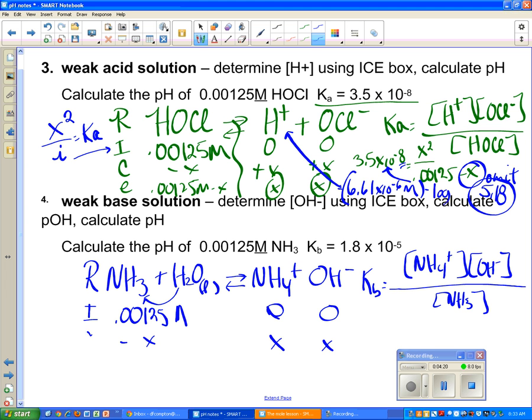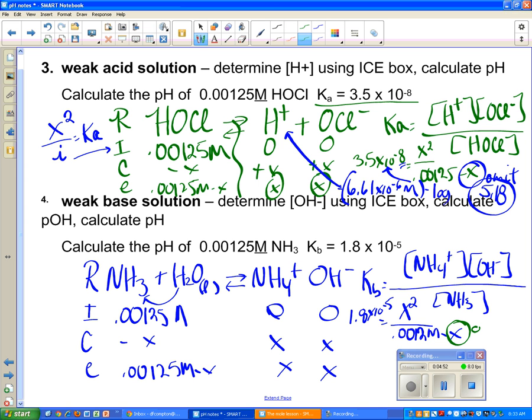And so for our change, at equilibrium, 0.00125 molarity minus x, and then x and x. Notice I'm not doing anything with the water. So then if we plug in, again, we're going to have x squared over 0.00125 molarity minus x equals Kb, 1.8 times 10 to the minus 5. Same deal, very small, it's a 10 to the minus 5, so I'm going to omit the x.